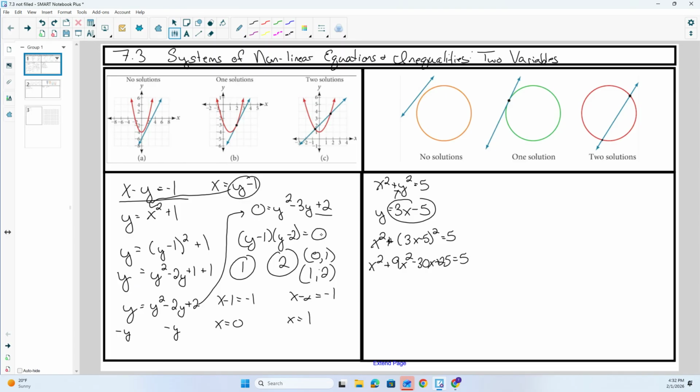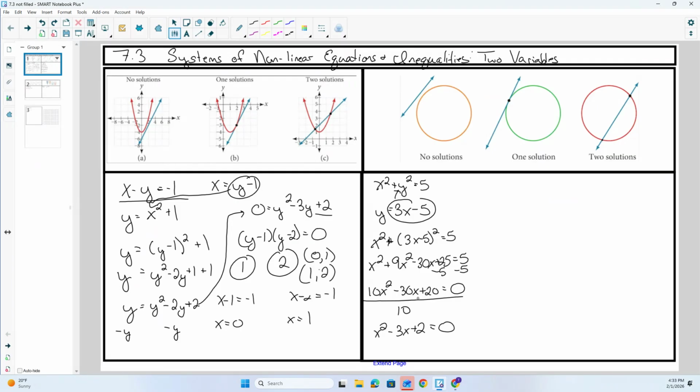And now we're going to combine like terms. So this gives us 10x squared minus 30x. Now I'm also going to subtract 5 from both sides to make this equal to 0. So it gives us plus 20 equals 0. We always want to see if we can do a greatest common factor. In this case we can. We can actually divide everything by 10, which gives us x squared minus 3x plus 2 equals 0.